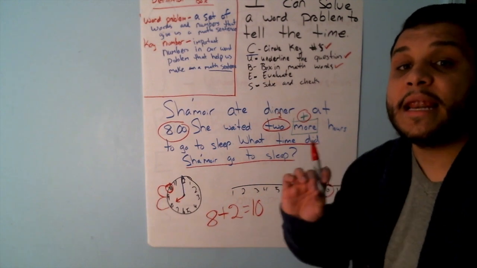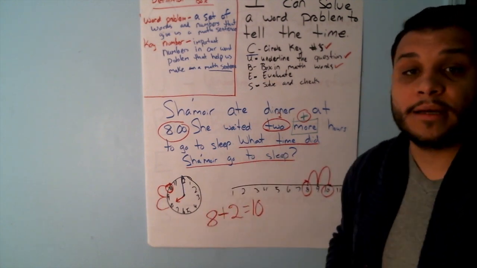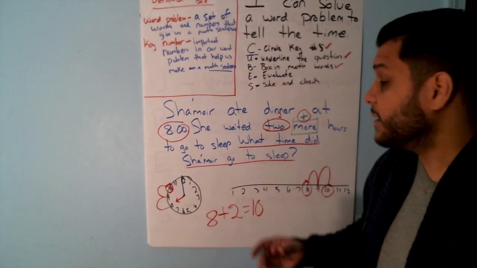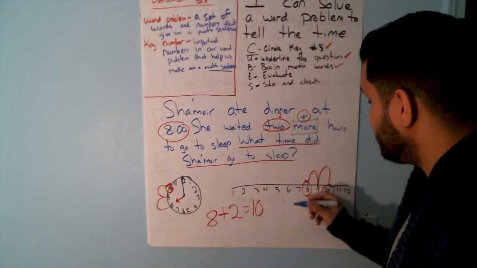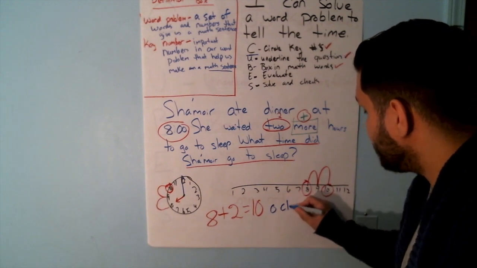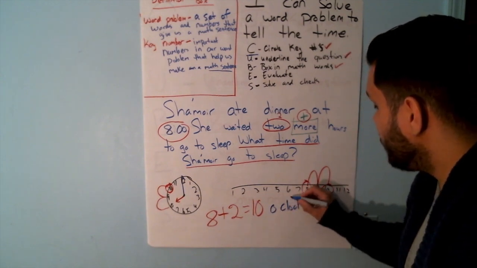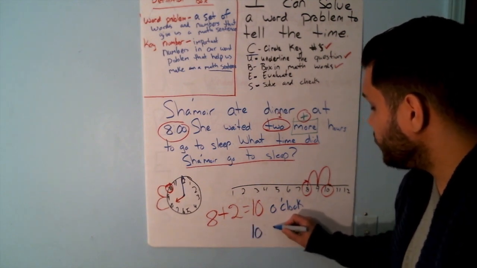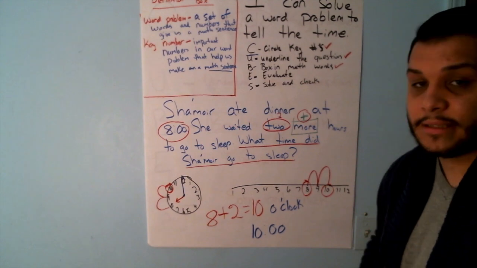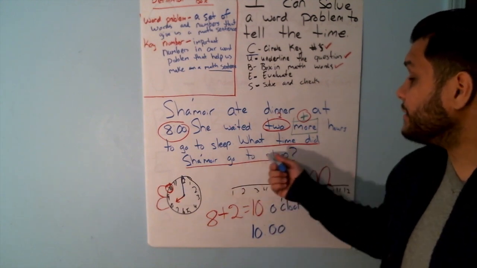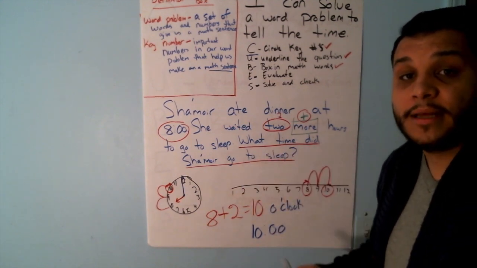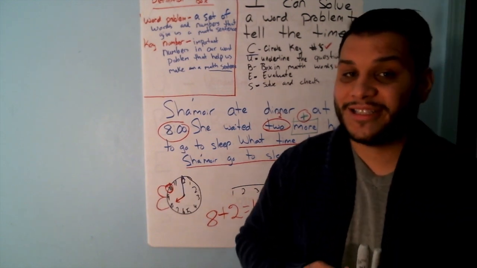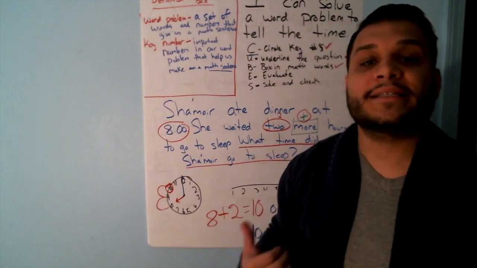How can I label this to make it look like a time? I will add a clock. I would say that it is 10 o'clock. Or the other way that I can write it is 10 with my 2 dots and no minutes. So Shamor went to sleep at what time? 10 o'clock. I know that Shamor goes to sleep earlier because she needs to wake up and do her math work. You guys did a great job today.